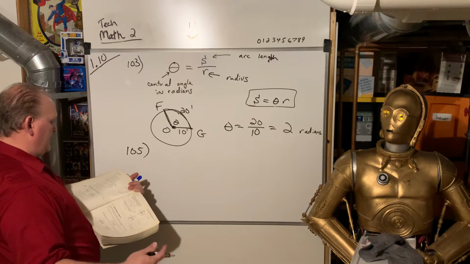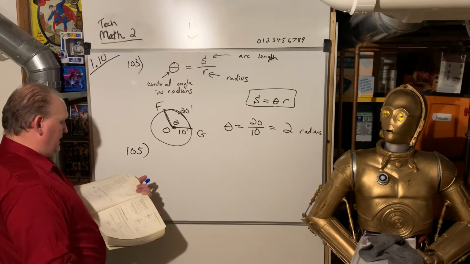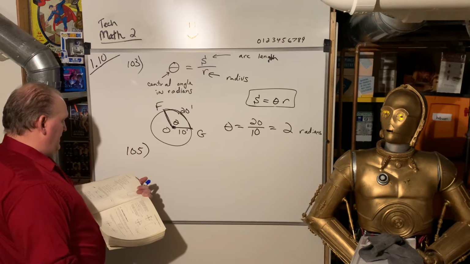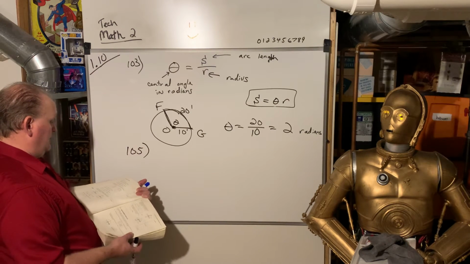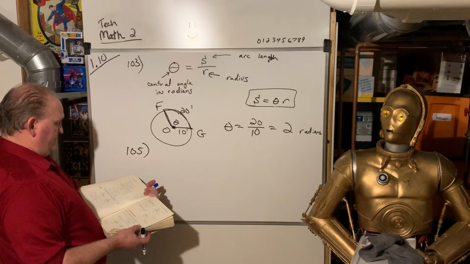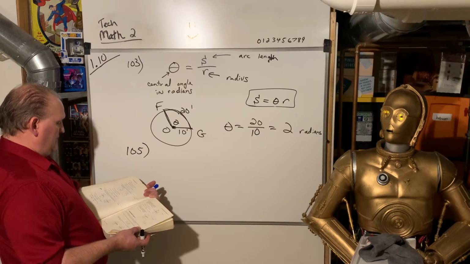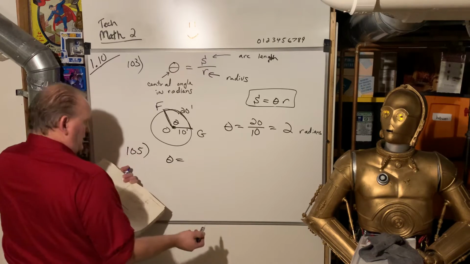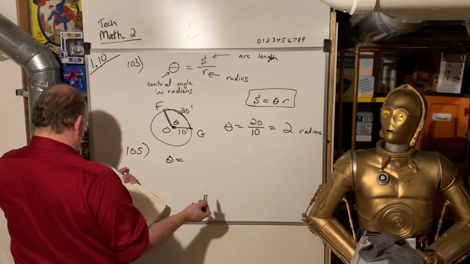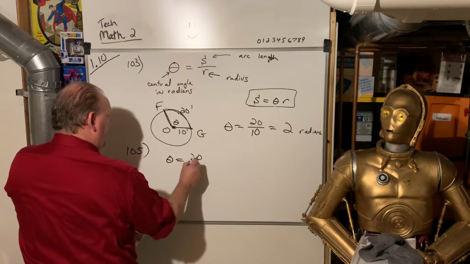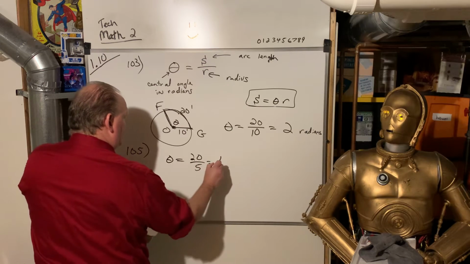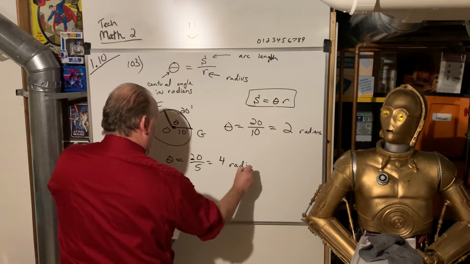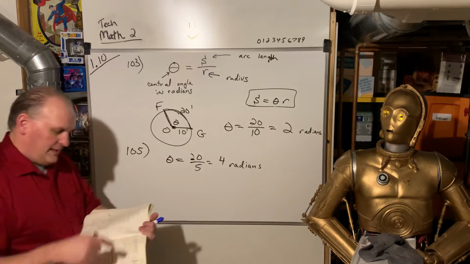So again, they have a circle that's given, the radius is 5, and the intercepted arc, they tell us, is 20. So to find the central angle in radians, you just take 20 divided by 5. And that would be 4 radians. All right?